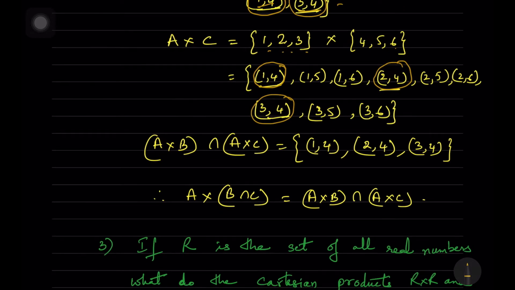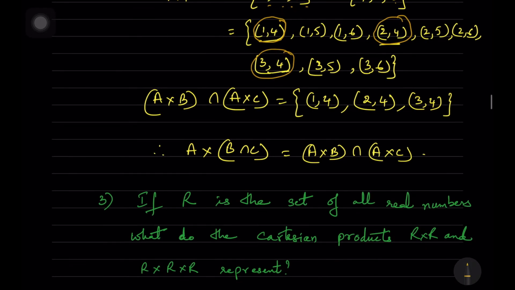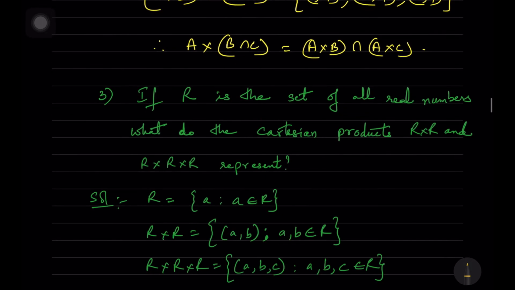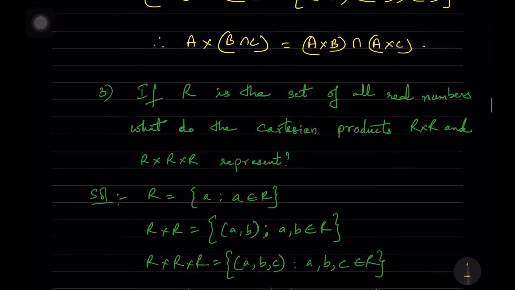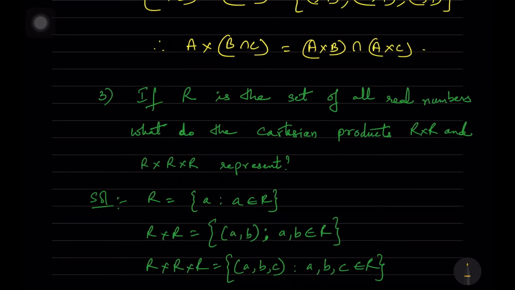We have got this. So therefore A cross B intersection C is equal to A cross B intersection A cross C. Now next, if R is a set of all real numbers, there's one more example we'll take. So if R is a set of all real numbers, what do the Cartesian products R cross R and R cross R cross R represent? So here R is the set of real numbers.